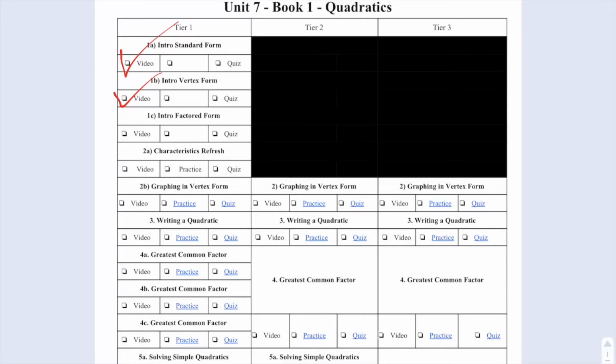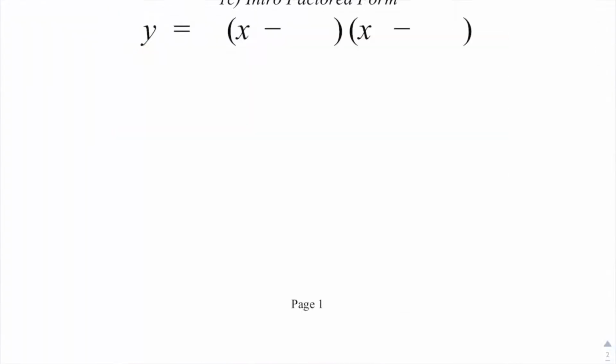Hello Algebra 1 students, here we are in Unit 7, Tier 1, Lesson 1c. Let's check off our booklet. This is the last form of a quadratic here in Lesson 1c.